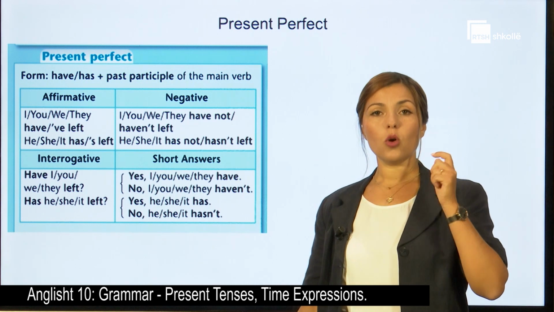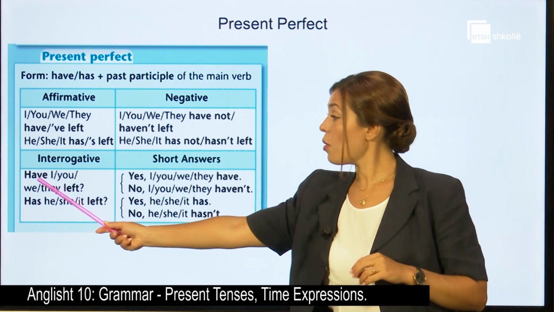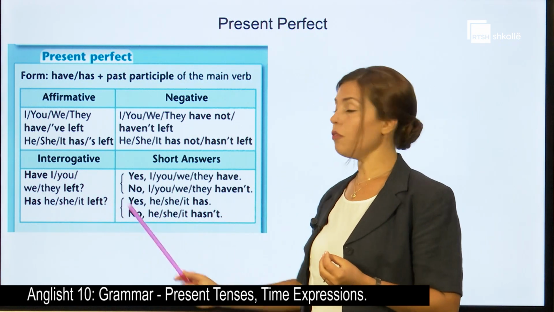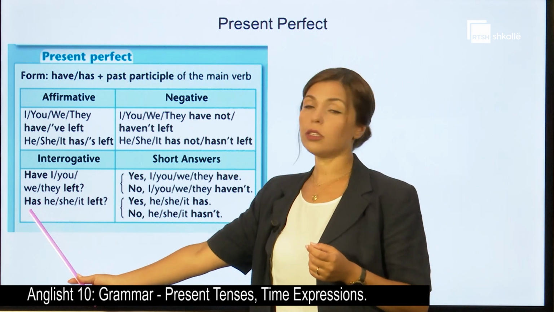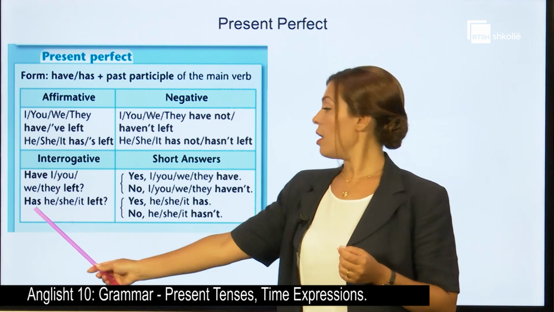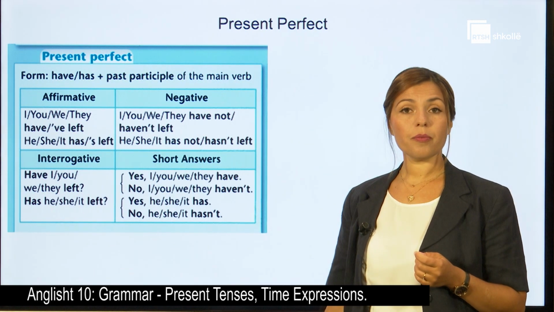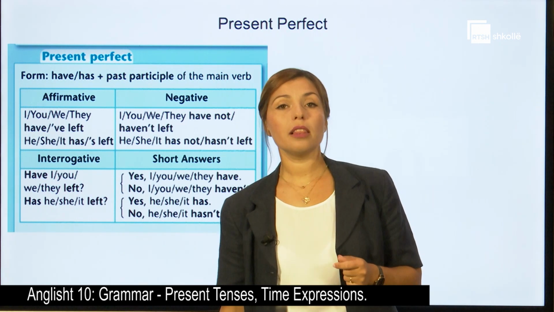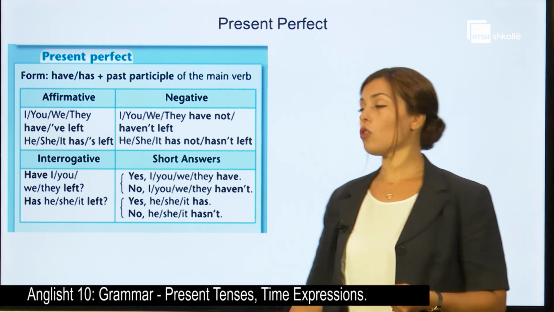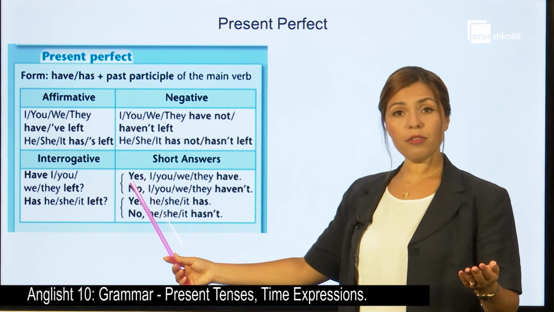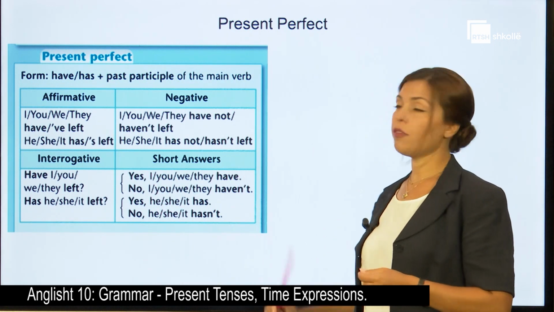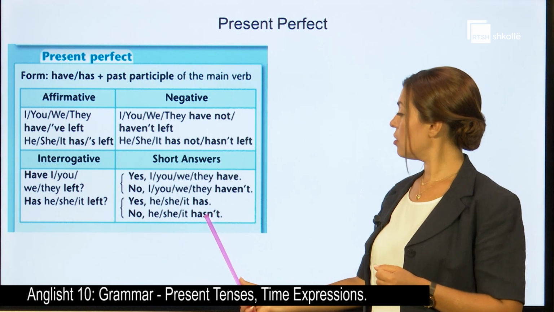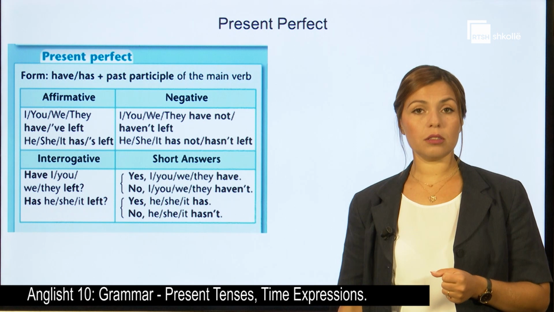And if we want to ask a question, have I left? So we swap again. We put our auxiliary verb, our helping verb, have, in the beginning. Have you left? Has in the third person. Has he left? Has she left? Has it left? Have we left? Have you left? Have they left? And if I want to answer a short question, have you left? Yes, I have. Has she left? No, she hasn't. No, they haven't.